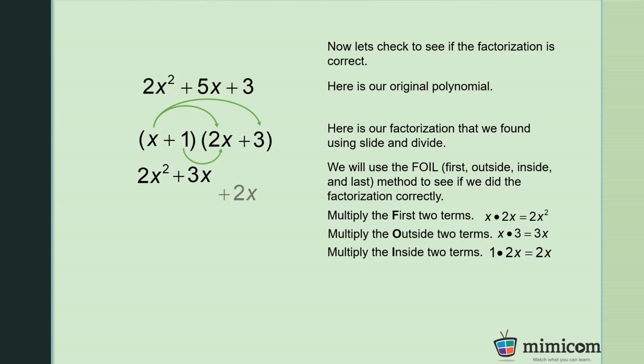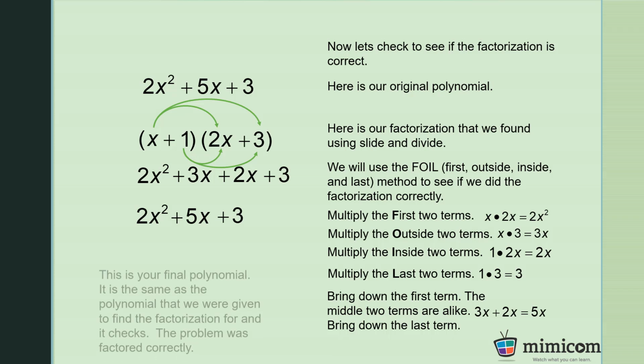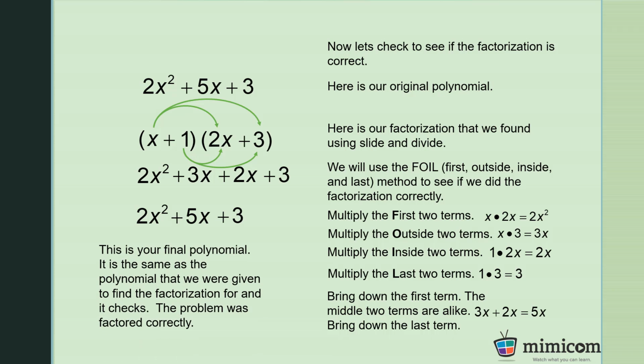Multiply the inside two terms. 1 times 2x is 2x, we write plus 2x. Multiply the last two terms. 1 times 3 gives us 3, we write plus 3. Bring down the first term. The middle two terms are alike. 3x plus 2x is 5x, and we write plus 5x. Now bring down the last term, the plus 3. This is your final polynomial. It's the same as the polynomial that we were given to find the factorization for, and it checks. The problem was factored correctly.